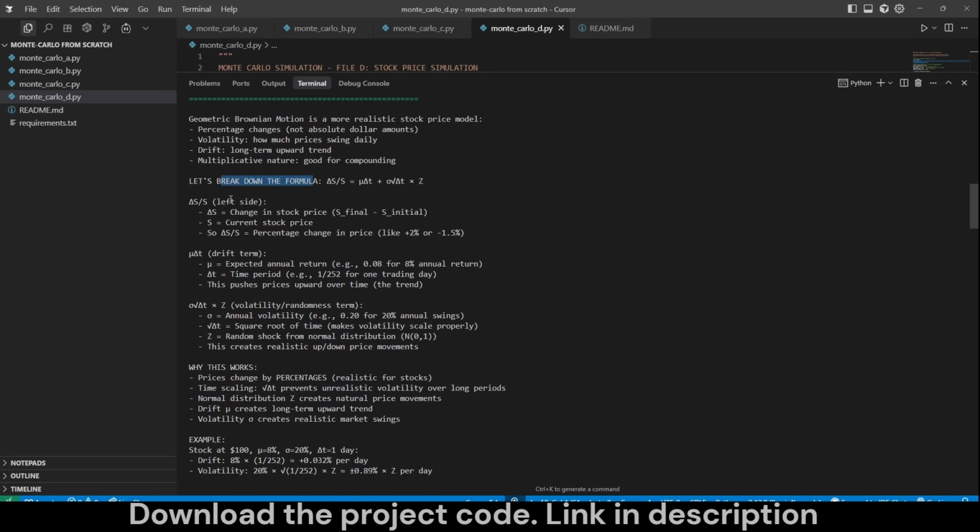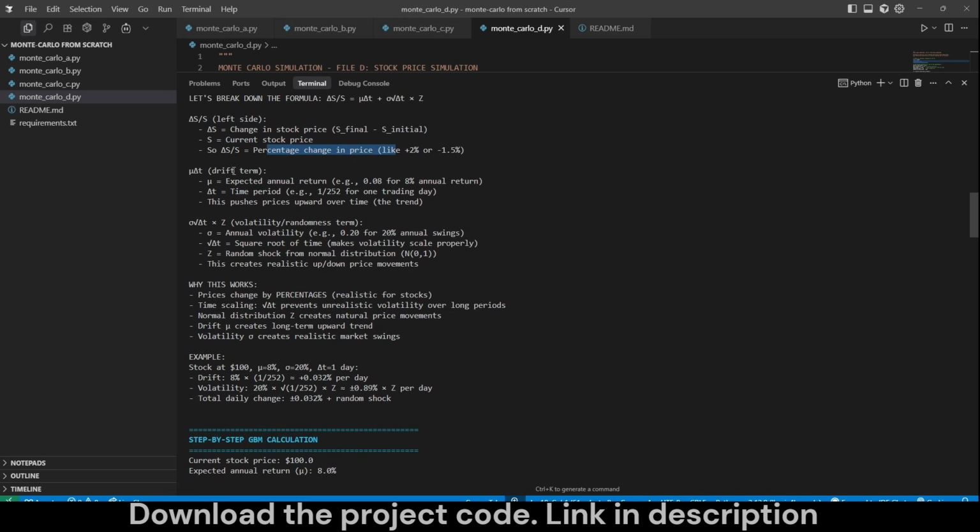So there's a formula for it. The left side is the change in the stock price, final versus initial, the percentage change. The drift term is the expected annual return. So this is an assumption, right?